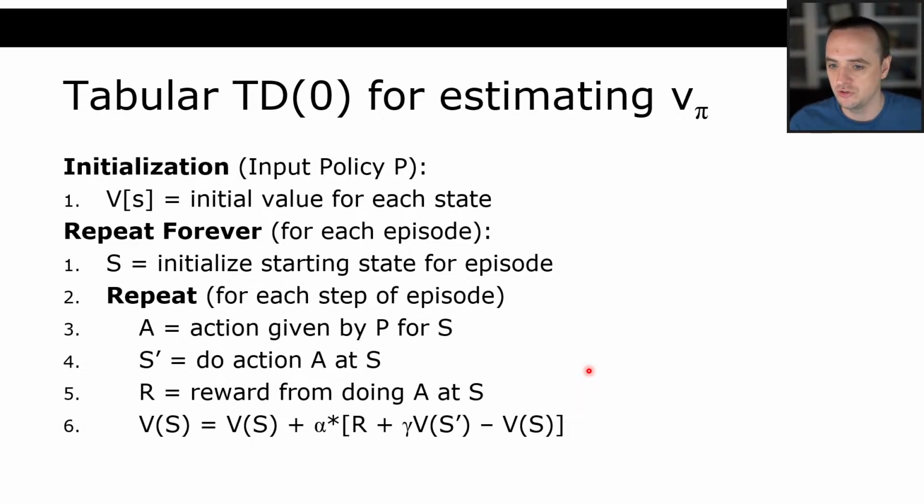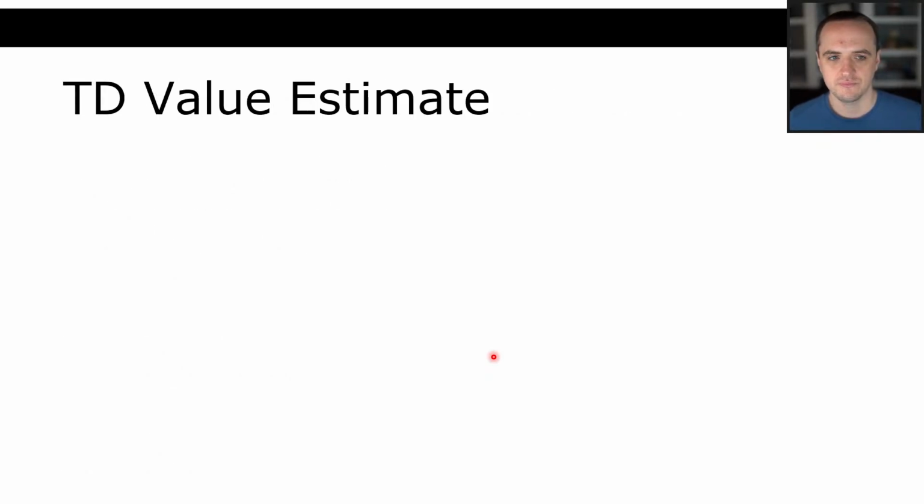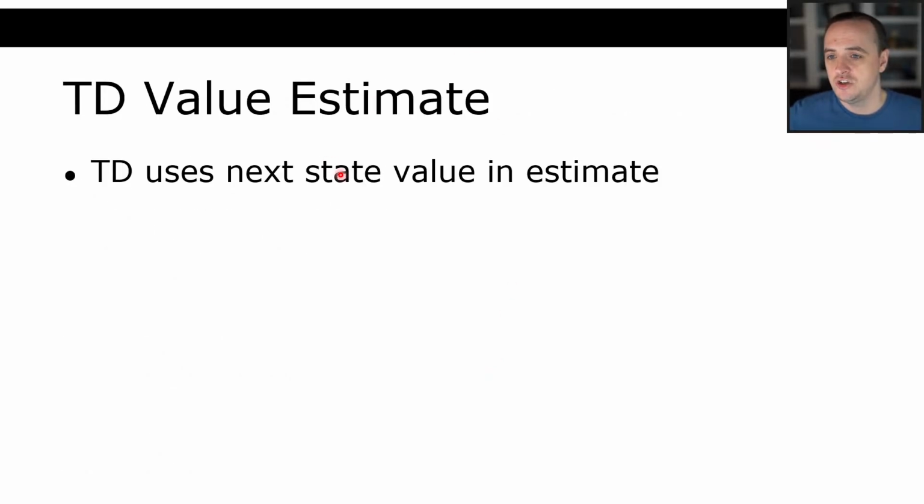That's it. I use the reward that I got from doing that action and the value of the next state, and I just plug this in. And then the state becomes the next state. There's no waiting for an episode. There's no calculating returns. There's no first visit stuff. It's just immediate. We do an action and we learn from it. So TD uses the next state value in our estimate.